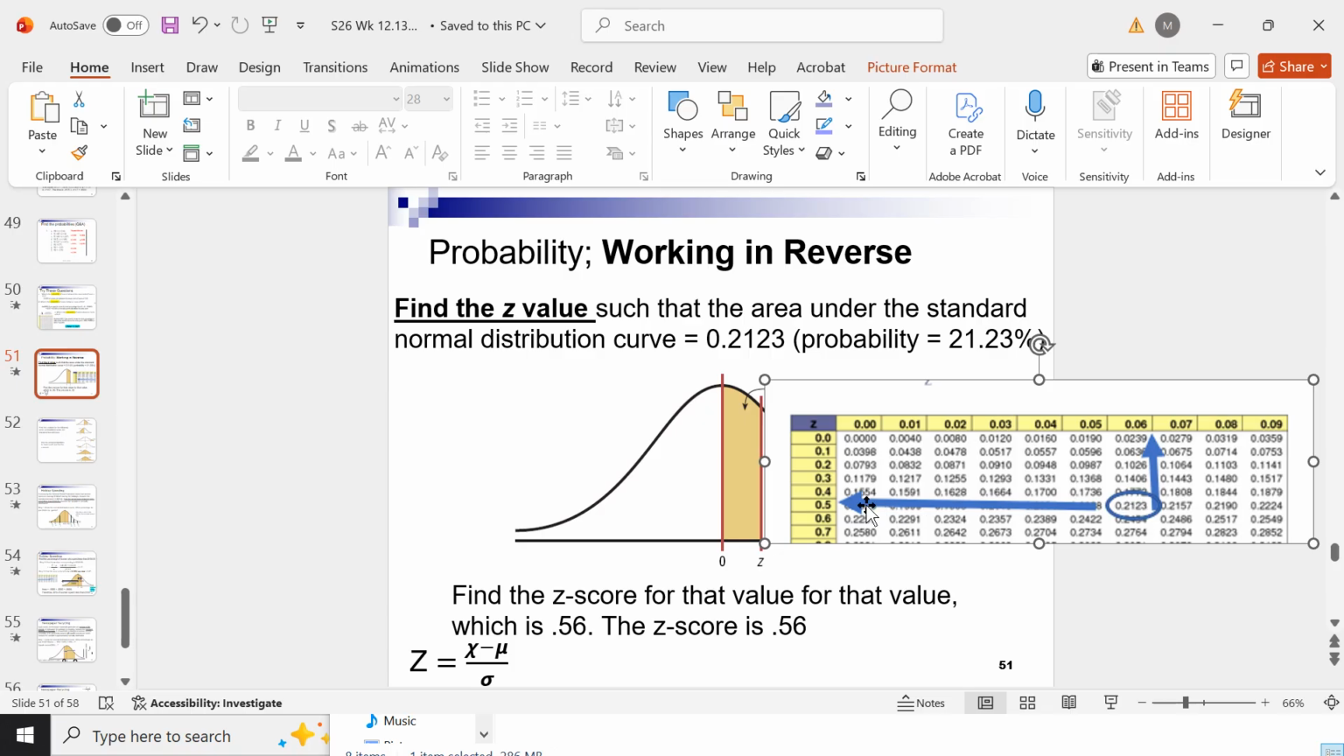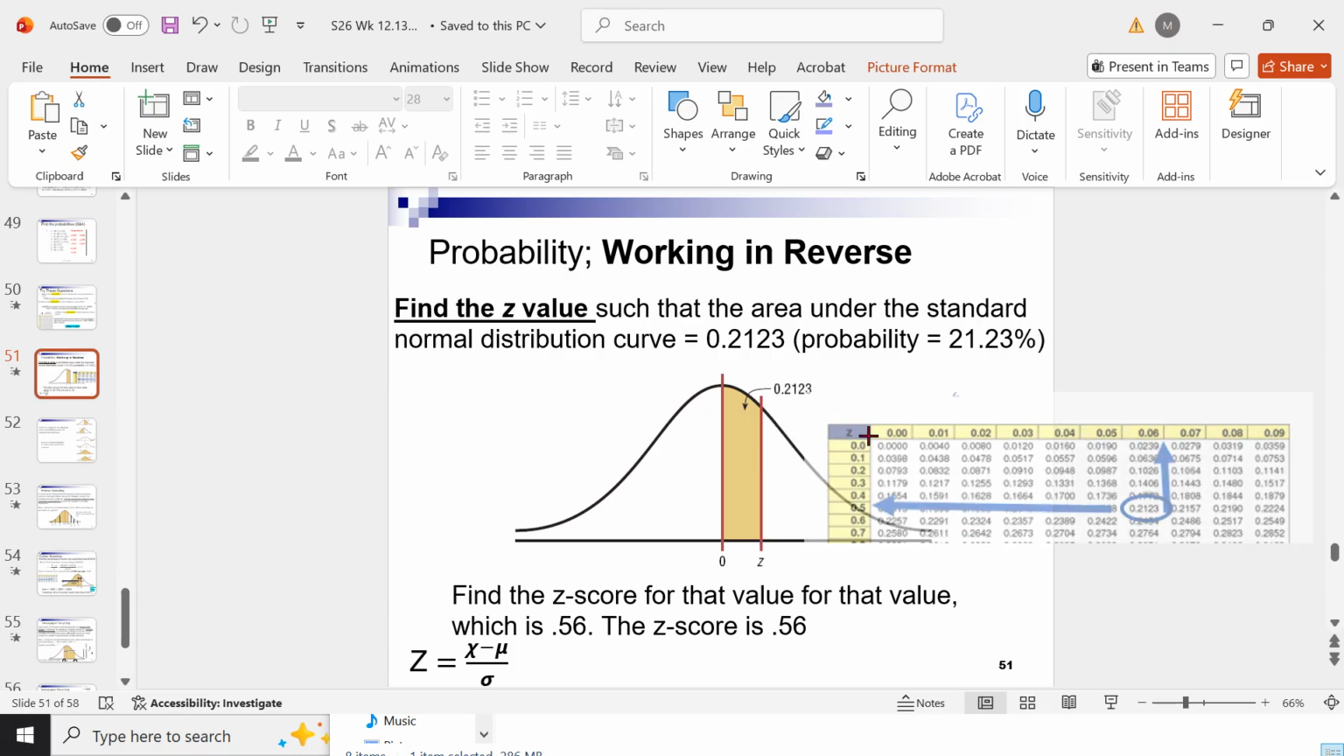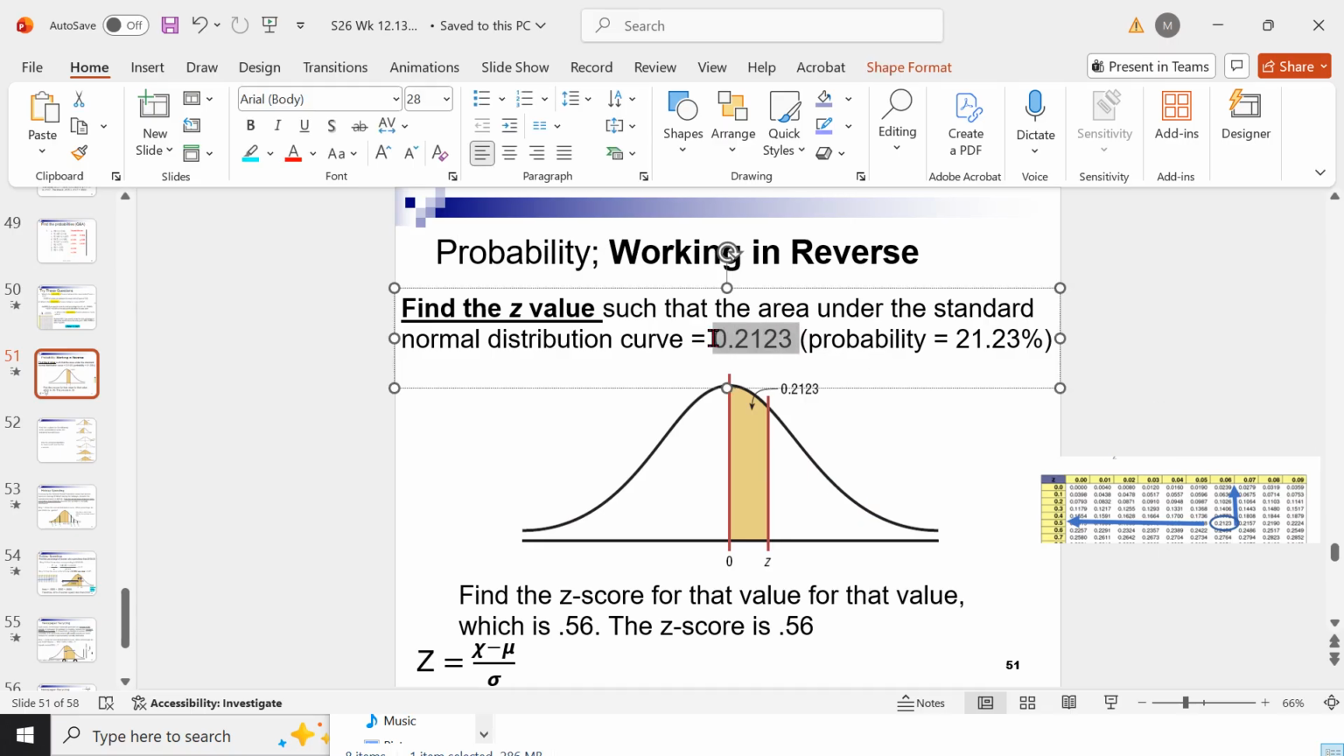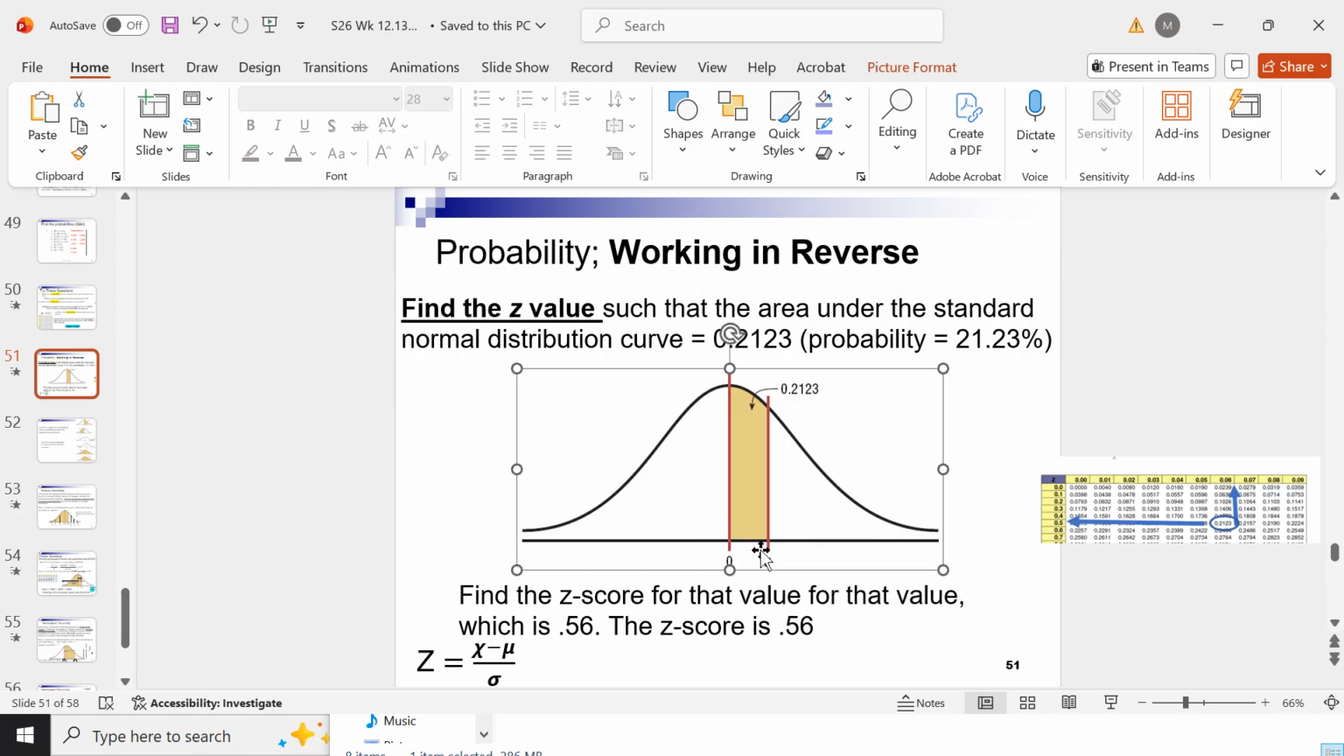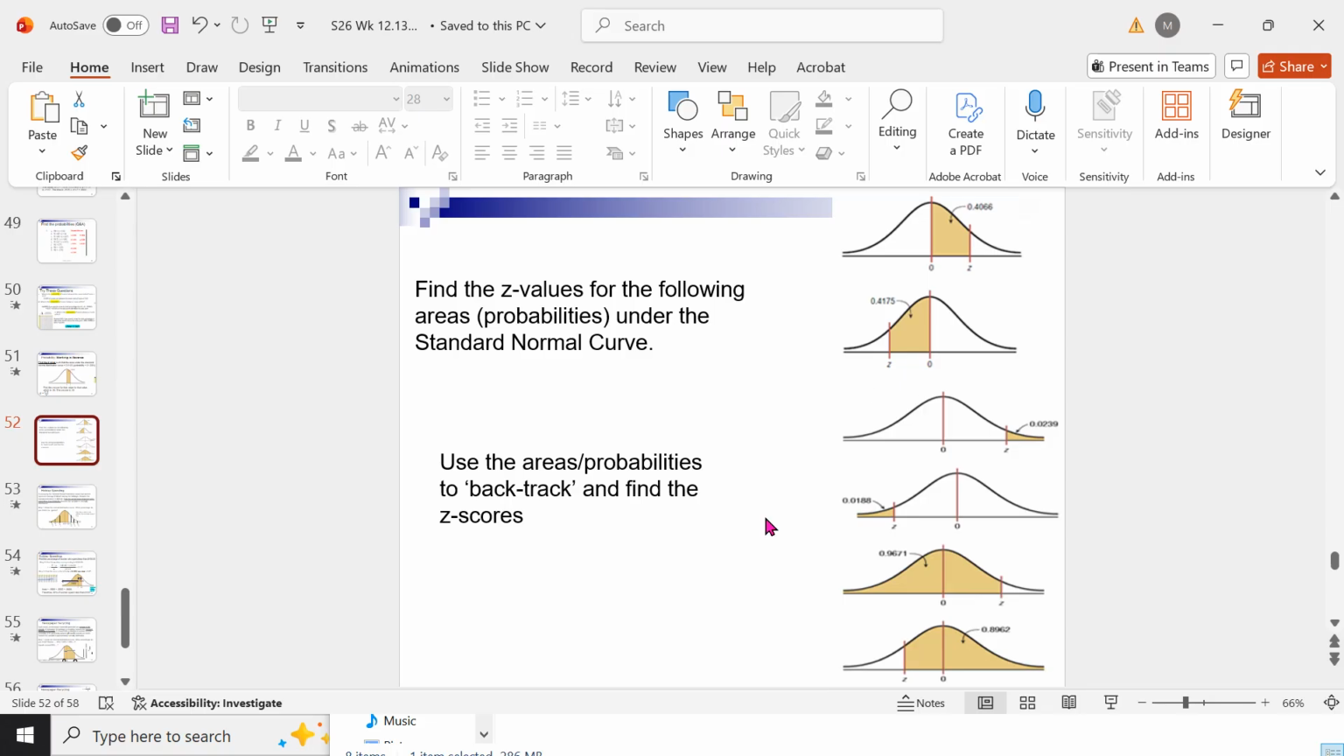There's your 0.06 plus 0.5. So the z value that corresponds to a probability of 21.23% is 0.56. Sorry, I don't know if I said something else there. The z-score there, 0.56, positive. You'll see there that your area under the curve, your probability, is 21.23% in here. So I may ask you to backtrack. Again, here are more z-value problems for you to have some fun with. Let me know if you have any trouble.